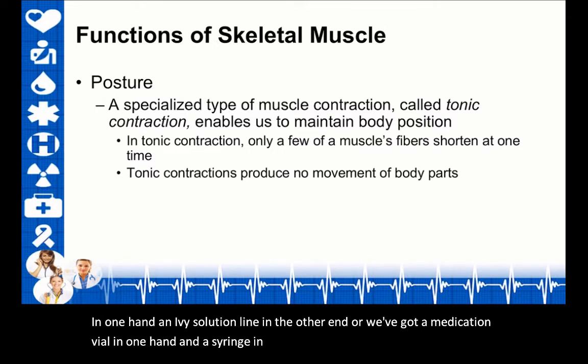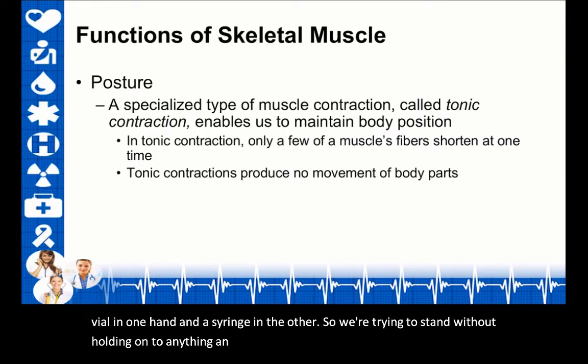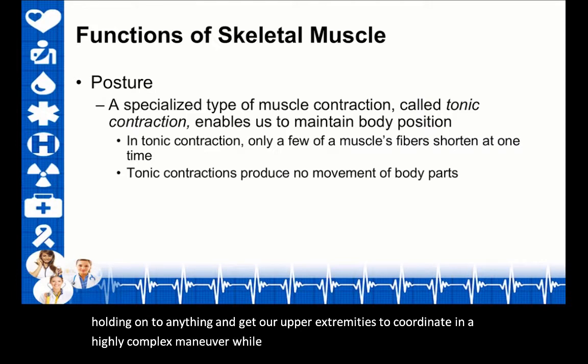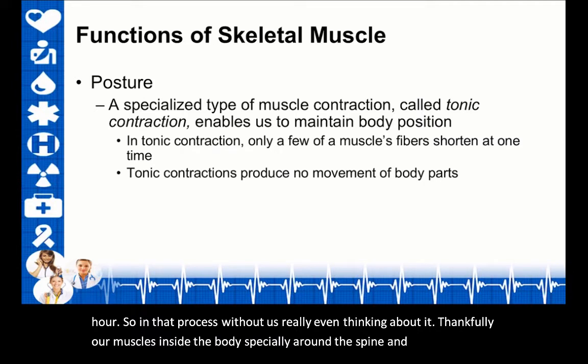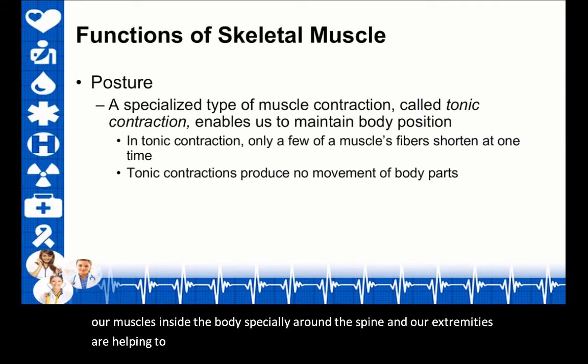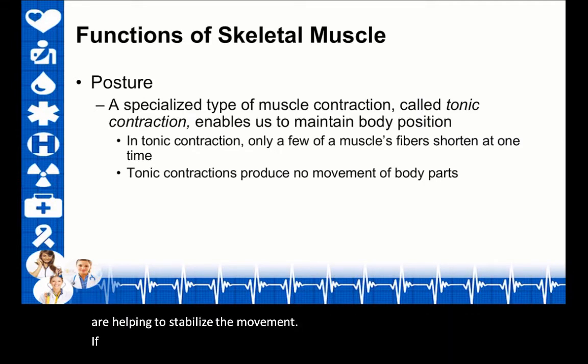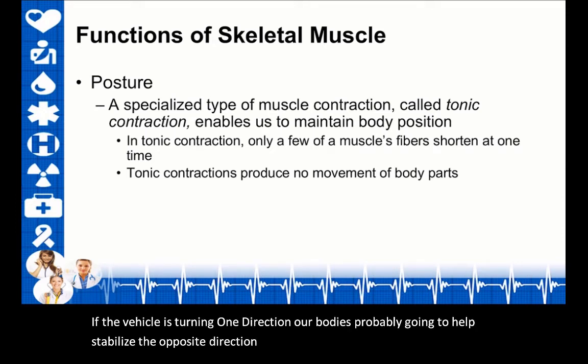So we're trying to stand without holding on to anything and get our upper extremities to coordinate in a highly complex maneuver while we're going down the road 70, 80 miles an hour. So in that process, without us really even thinking about it, thankfully, our muscles inside the body, especially around the spine and our extremities, are helping to stabilize the movement. If the vehicle is turning one direction, our body is probably going to help stabilize the opposite direction so that we don't topple over, for example.